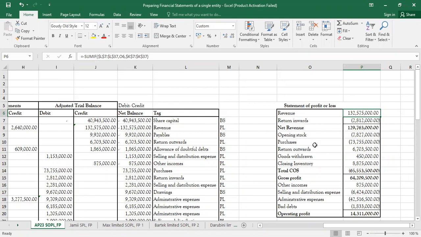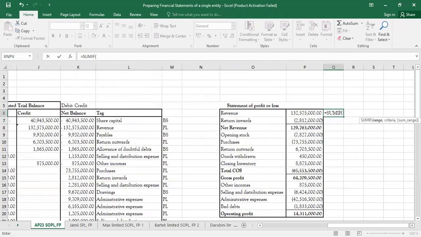So while we are adding, we will not be considering whether it's an expense or a positive, because Excel has already taken care of that. Let me repeat here: SUMIF, press tab.